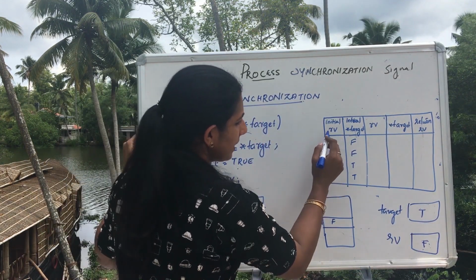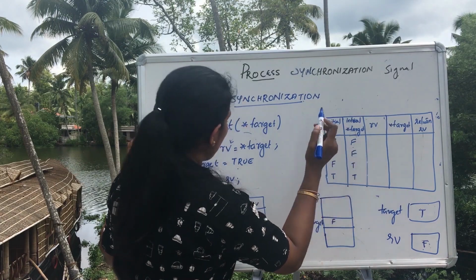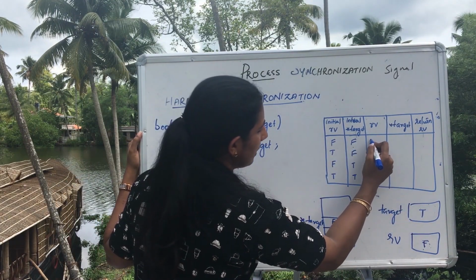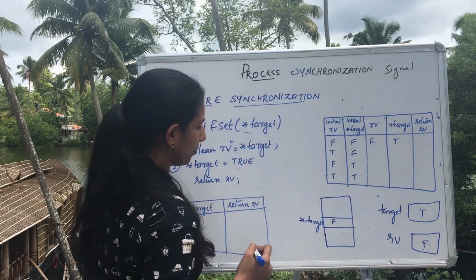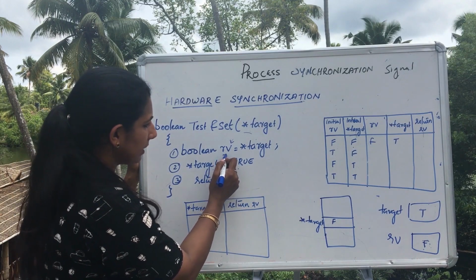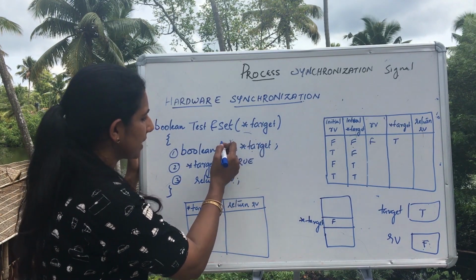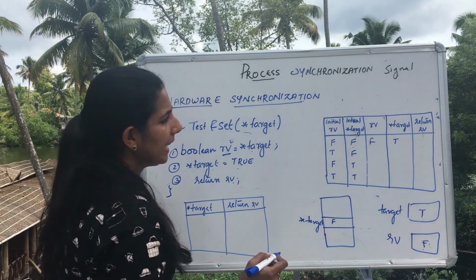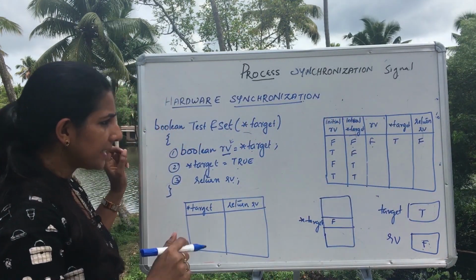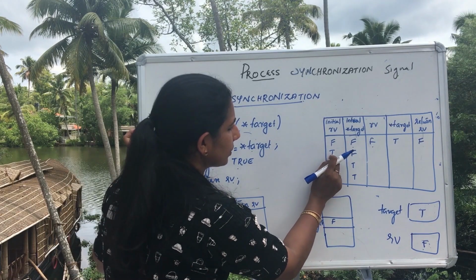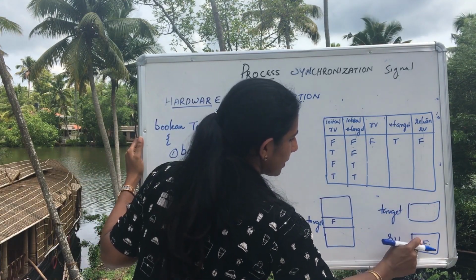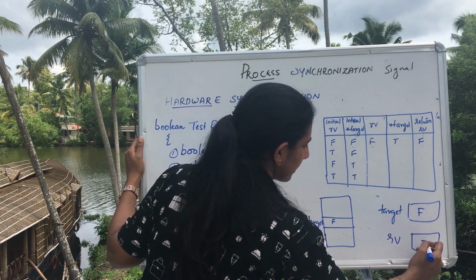So what happens? Initially both were false. After the execution of line number 1, RV is set to false and the target will be set to true. And the third line says return the value of RV. What is the value of RV after the target value has been pushed into RV? It is false. So the outcome is false. The second condition is where RV is true and the target is false. So here this is false and this is true.